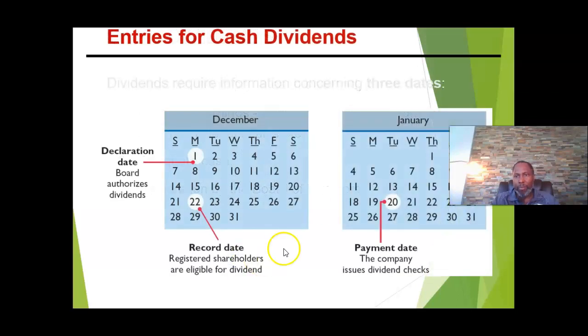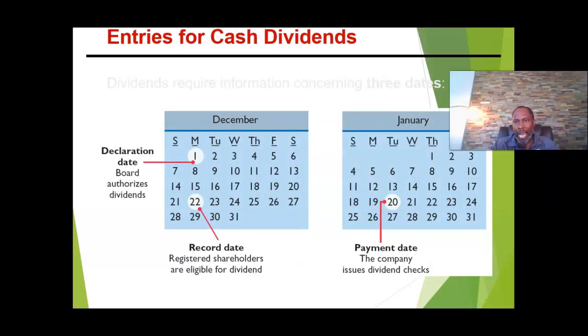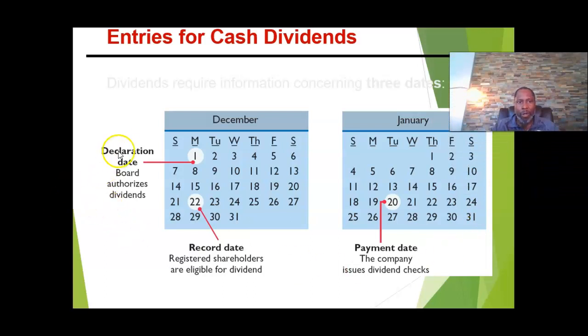Now, there are 3 important dates pertaining to dividends. What's called the declaration date, the record date, and the payment date. The declaration date is when the board declares they're going to issue dividends at some point in time in the future.